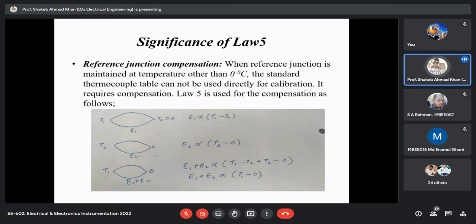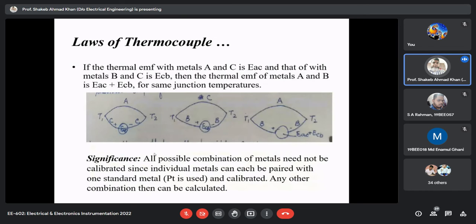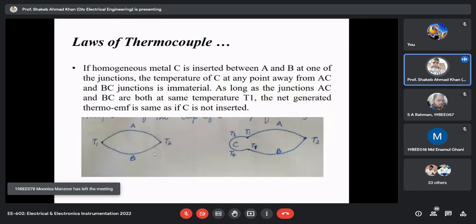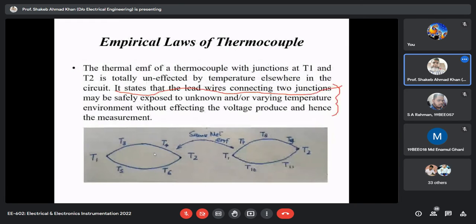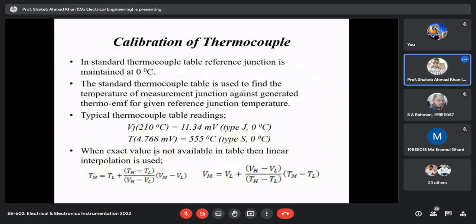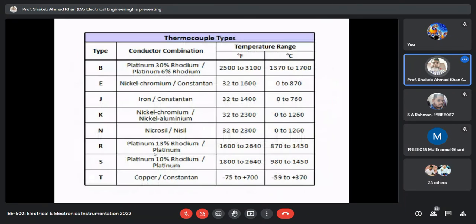Okay, so this is about the empirical laws and their significance. Now I'm closing this topic here. If anybody has any question regarding thermocouple, this is the last chance. You can ask anything from starting to end.